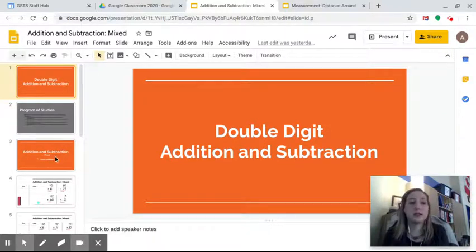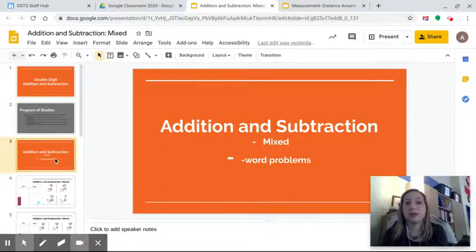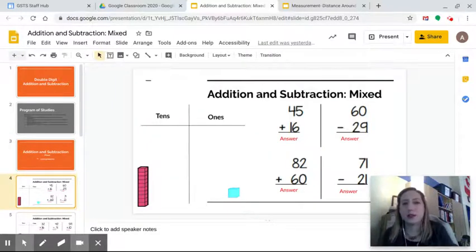And they're mixed in the sense that some of the problems are going to be addition, some are going to be subtraction, some are going to have regrouping, some are not going to have regrouping. You're going to need to look at each question and decide what you need to do. And at the end, I've also put in some word problems. And these are also mixed. So I put in some addition word problems, and I put in some subtraction word problems, or story problems, as we call them too.